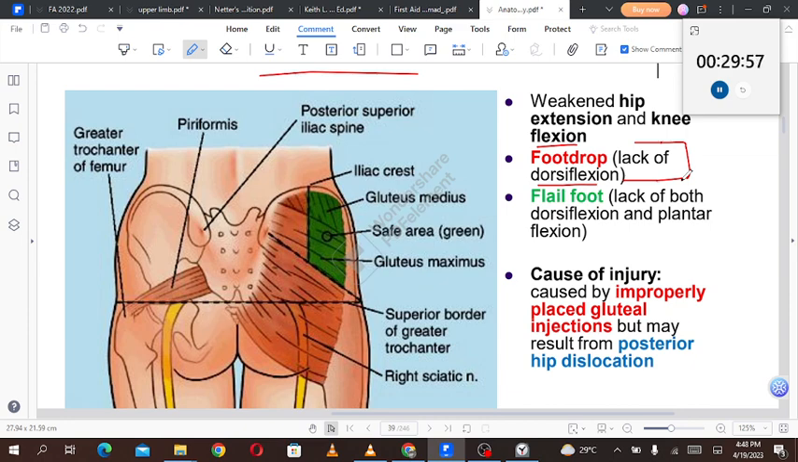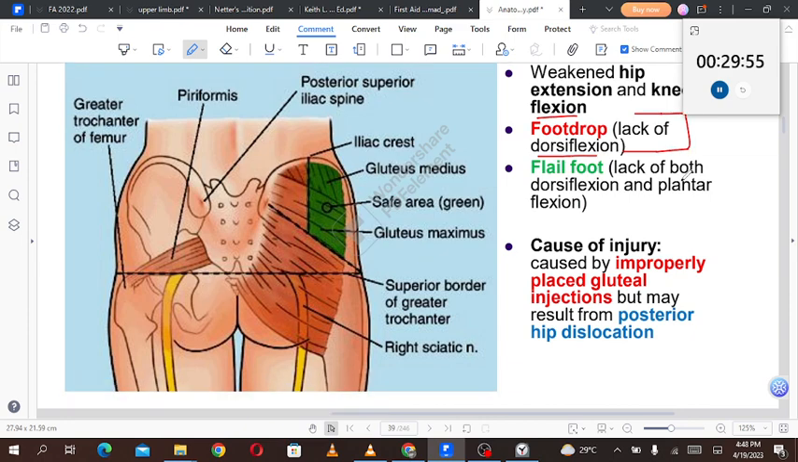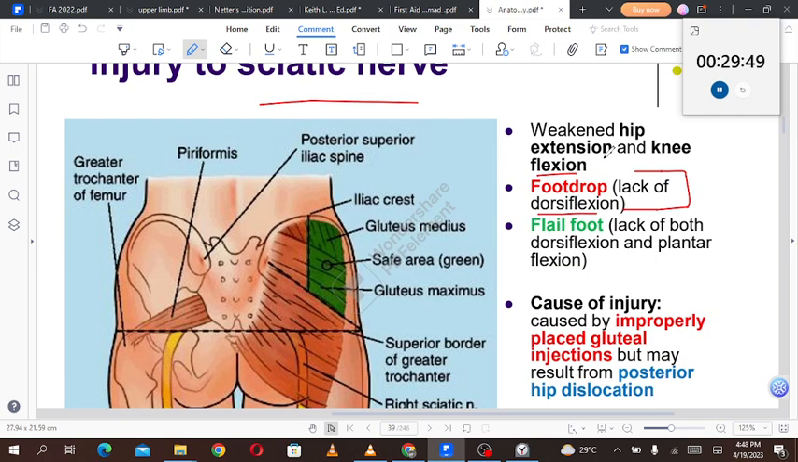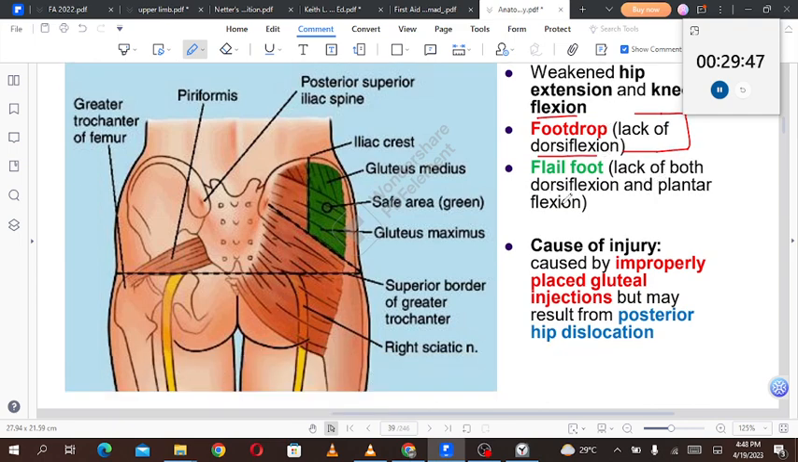And now if there is damage to the sciatic nerve, there will be foot drop. The flail foot will lack both the dorsiflexion and the plantar flexion.